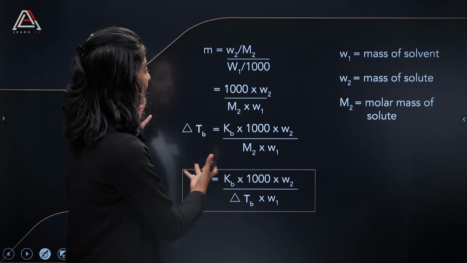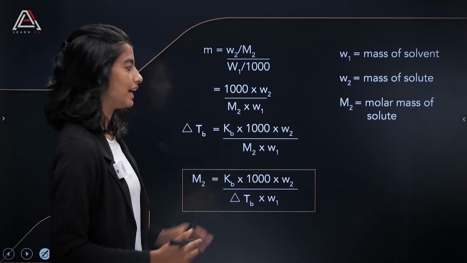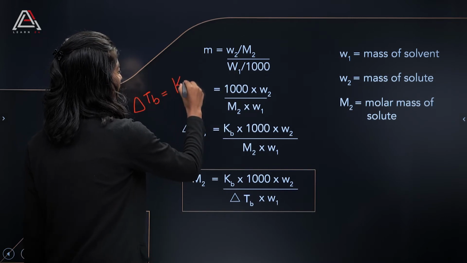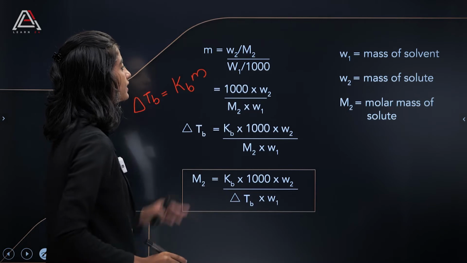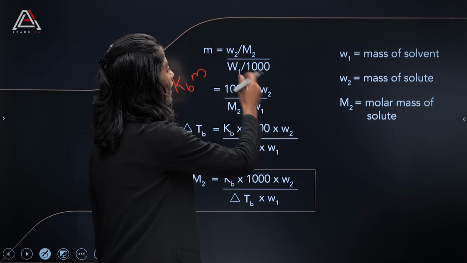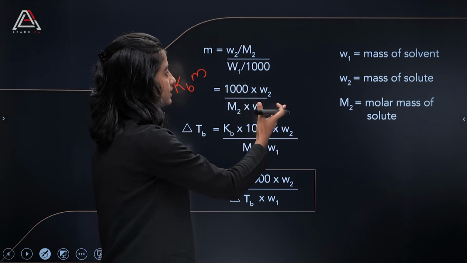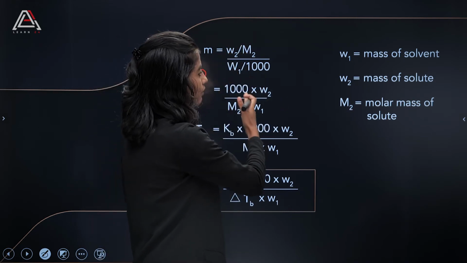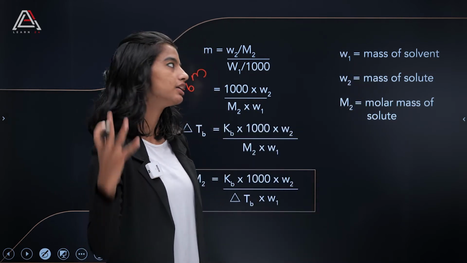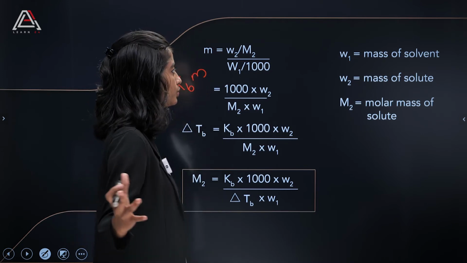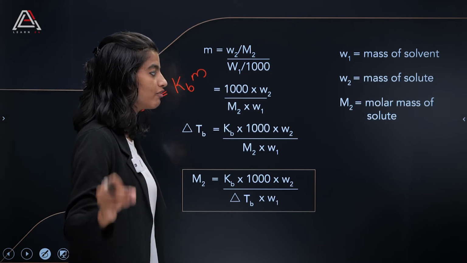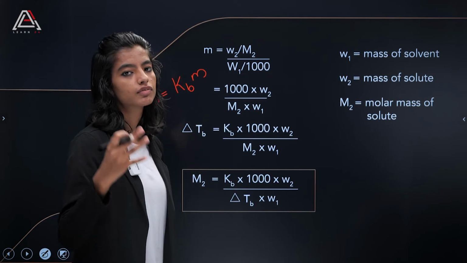In order to get that, let's continue the derivation. As we know, delta TB is equal to Kb into m, right? m is the W2 divided by M2, whole divided by W1 divided by 1000, right? W1 and W2 are the given mass of solvent and solute. Now, M2 is the molar mass of solute. We have to find out what is M2, right? It's the molar mass of solute.